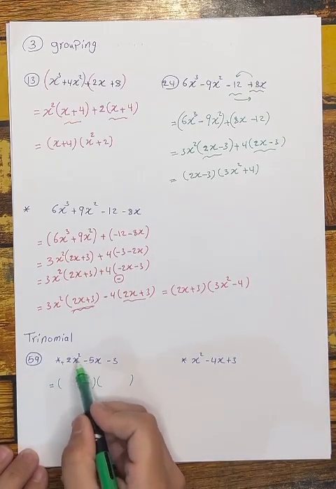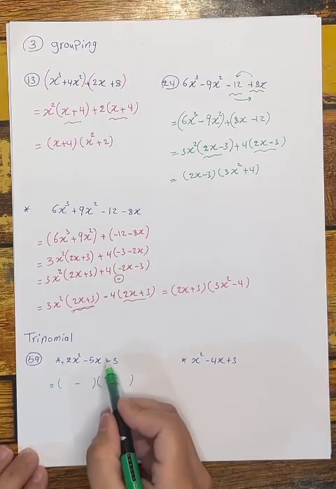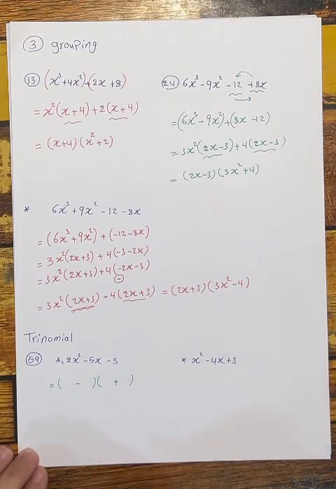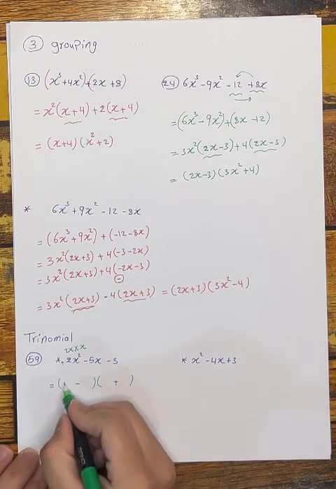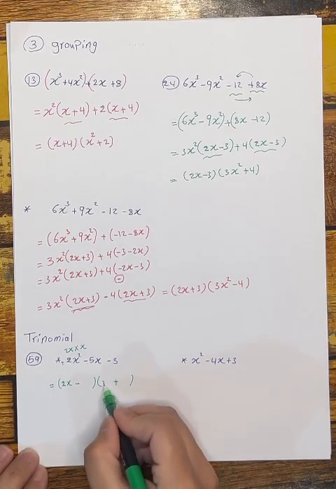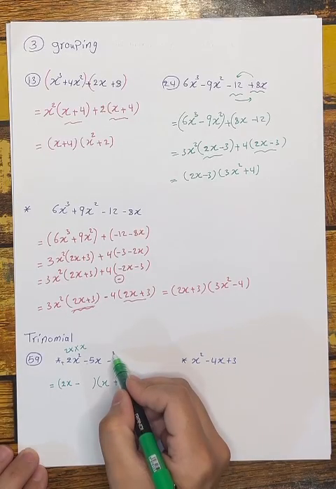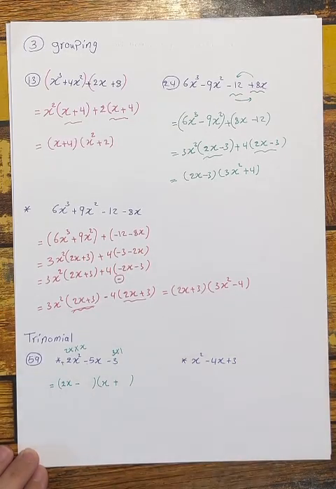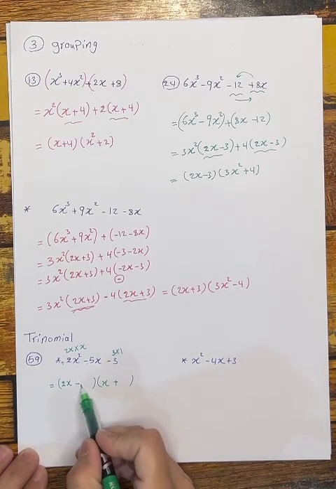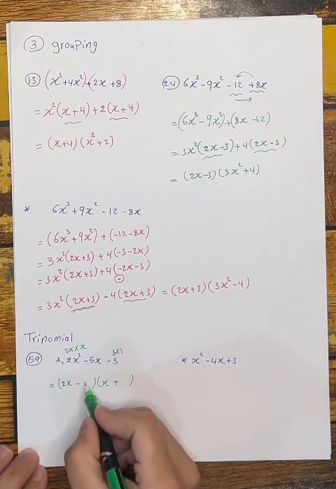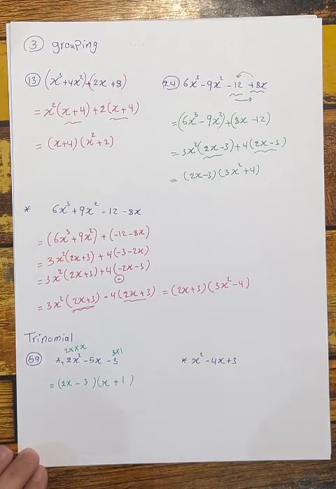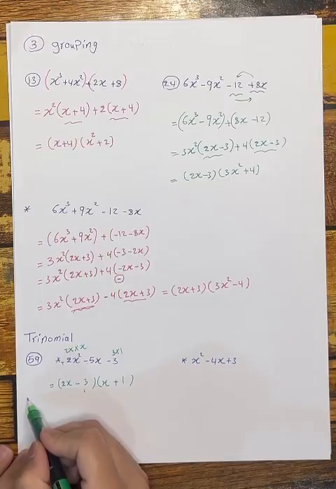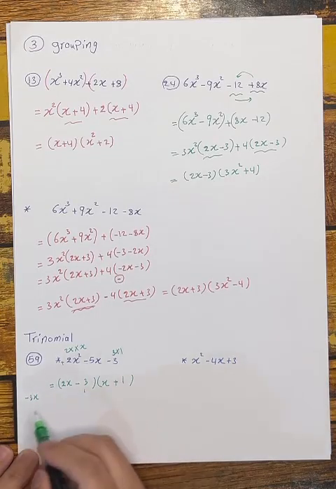This is positive. Positive times negative is negative. Negative times negative is positive. Now, it contains 2x times x, so I will put 2x here and x here. This contains 3 times 1. We need to try whether 3 is here or 1 is here. For example, I will put 3 here and 1 here. We need to try with it. So multiplying them will be negative 3x. Multiplying them will be 2x.